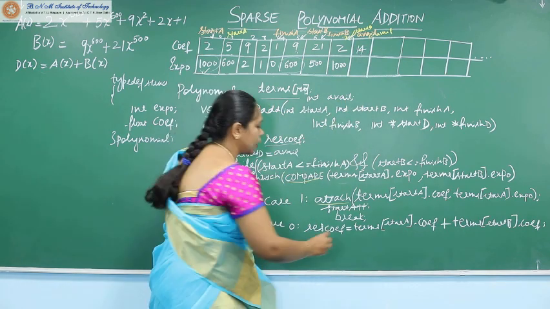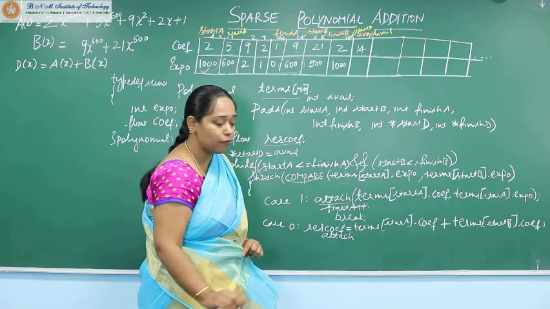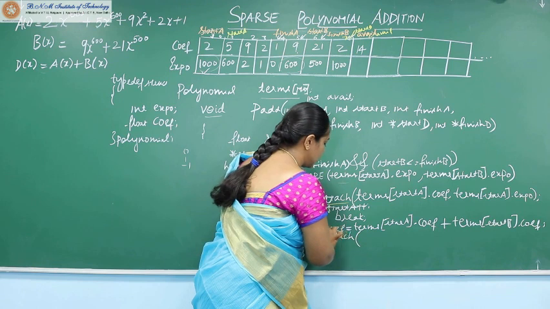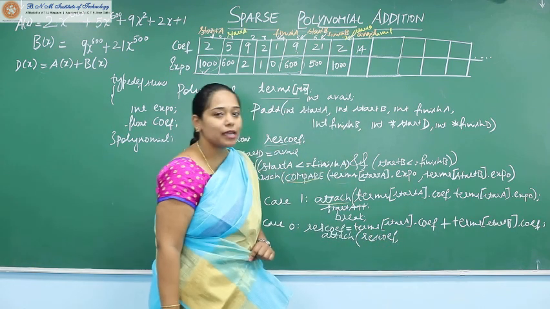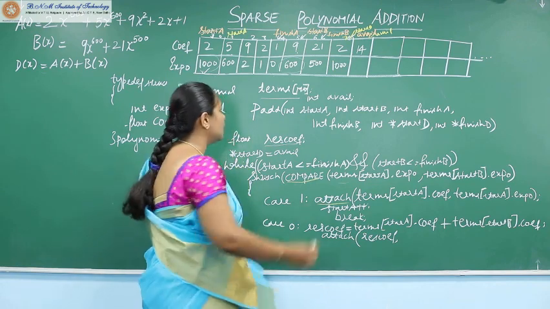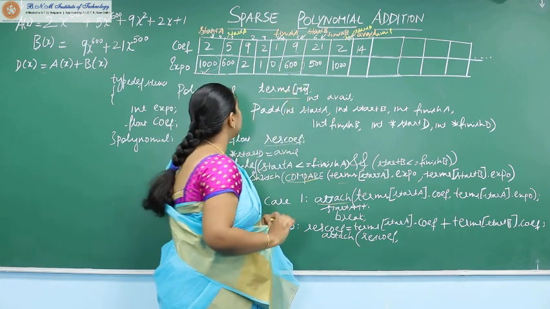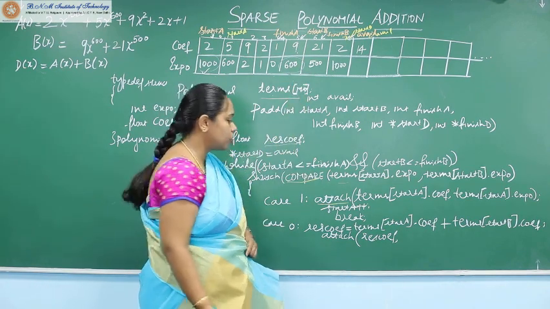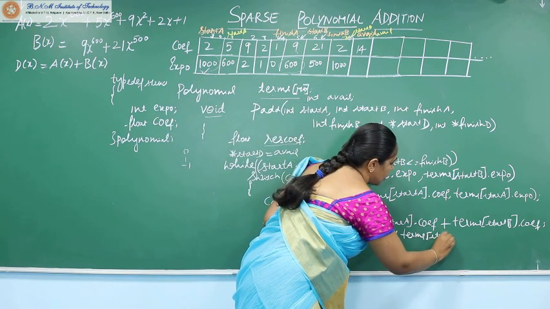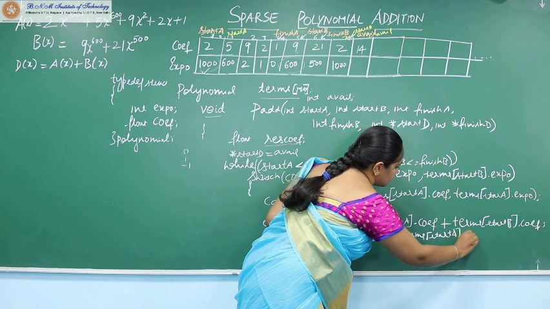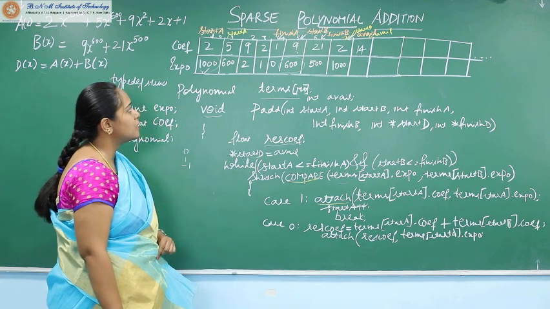So whenever I have to attach something, I'm calling the same function attach. The first parameter is result coefficient, and the second parameter is the exponent. The exponents are the same. So if I say terms of start A dot exponent or terms of start B dot exponent, both are the same. So I can say terms of start A dot exponent. In this case, both the parameters are equal.